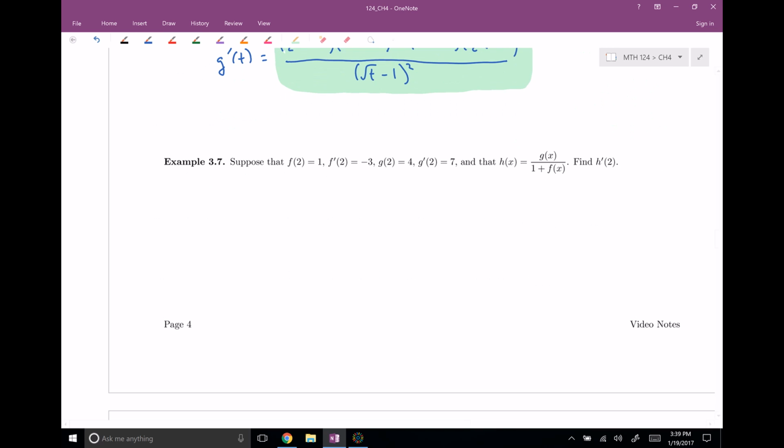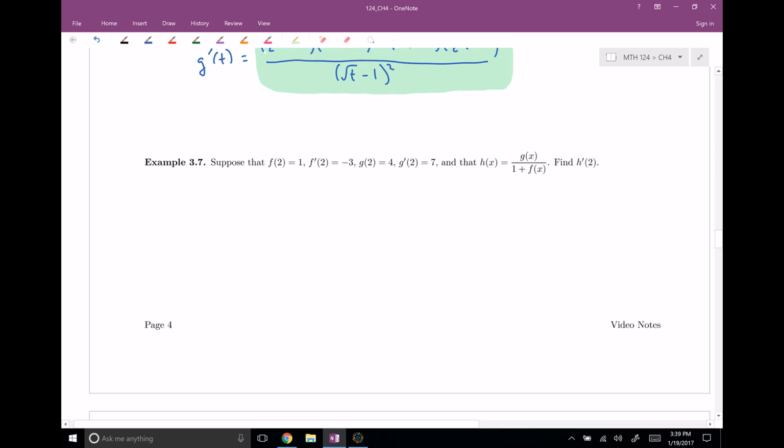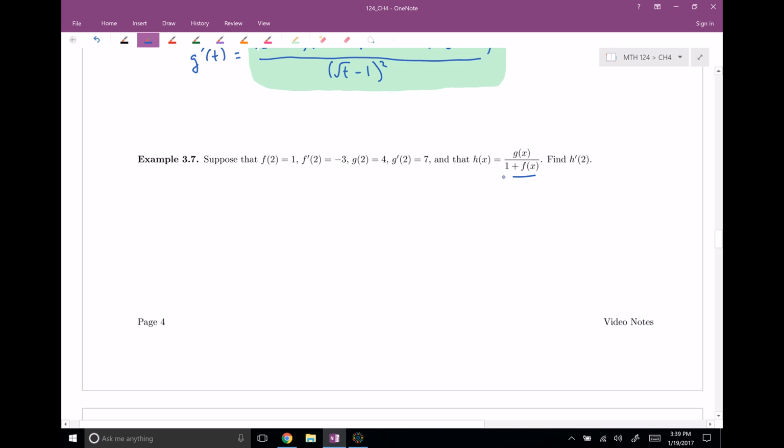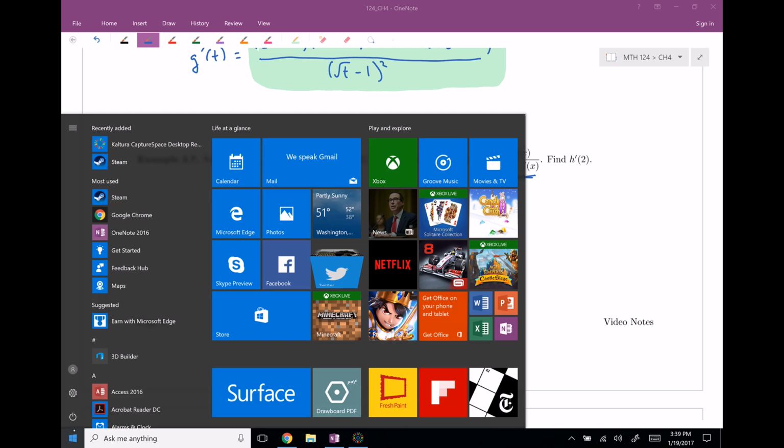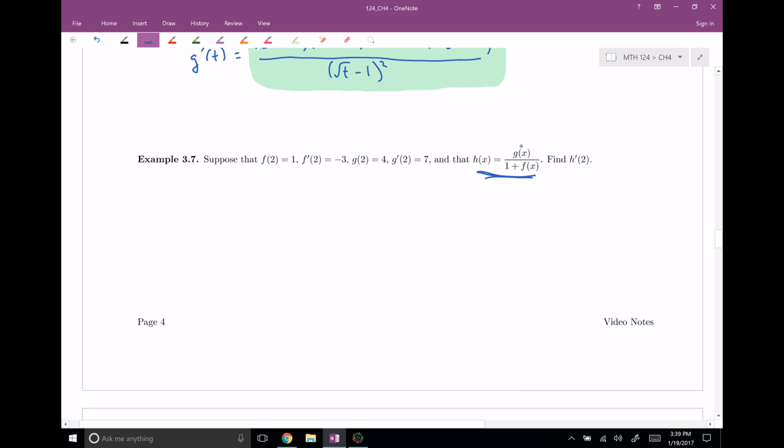And like I said, here's our last problem. We don't even know what h of x is. I mean, it's supposed to be the quotient of g and this 1 plus f, but f and g we only know for very specific values. Luckily, we can still calculate h prime of 2, given these values, using the quotient rule. So let's get to it.